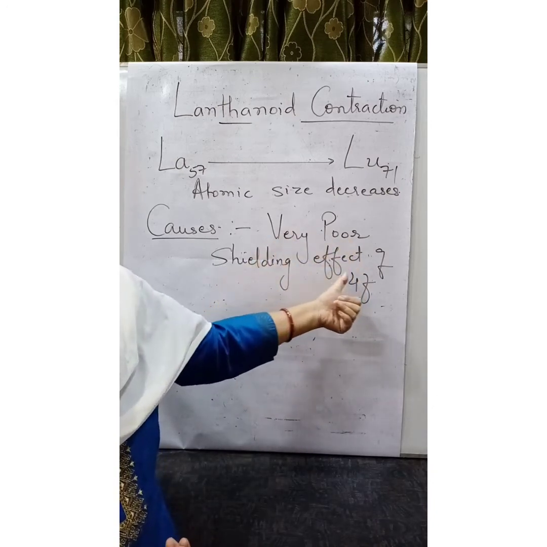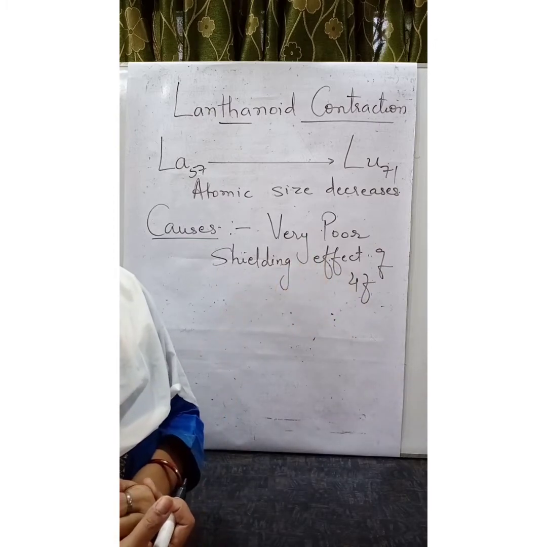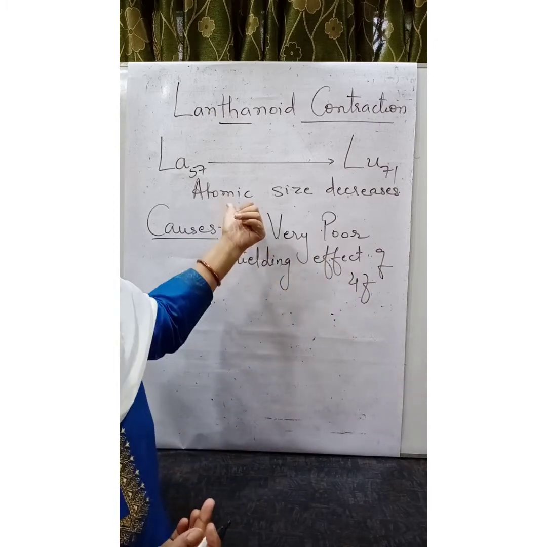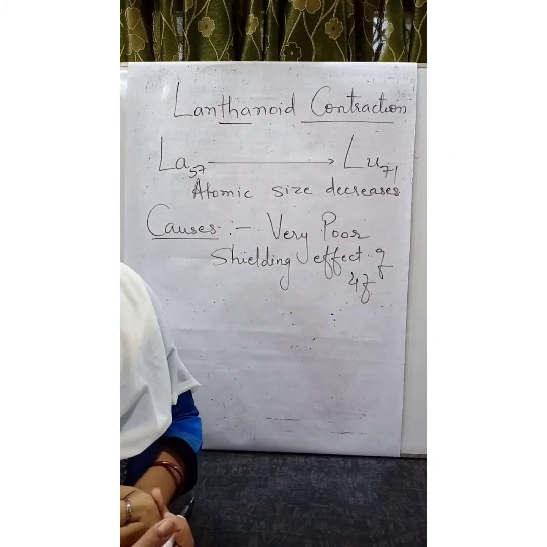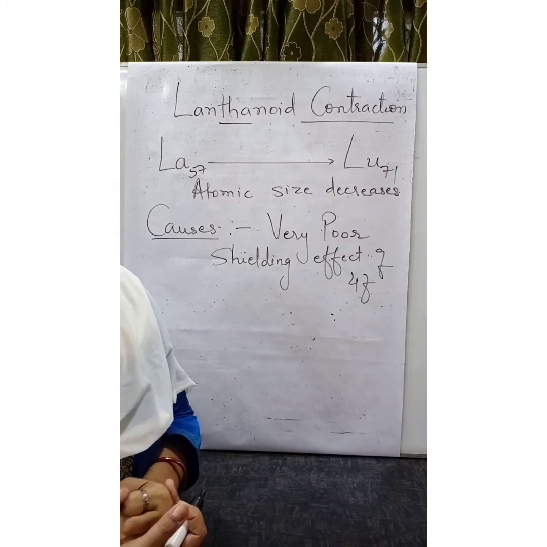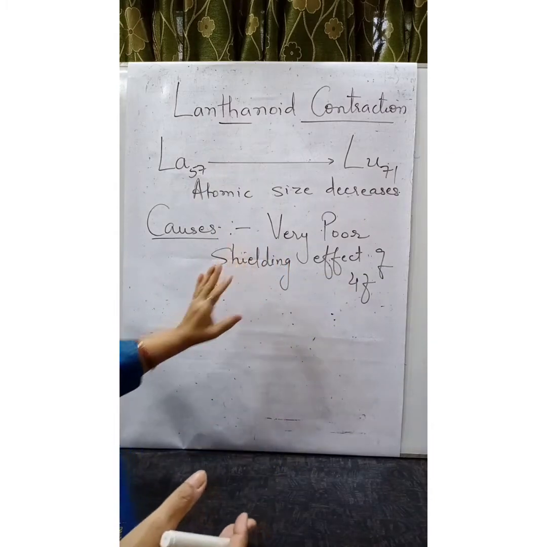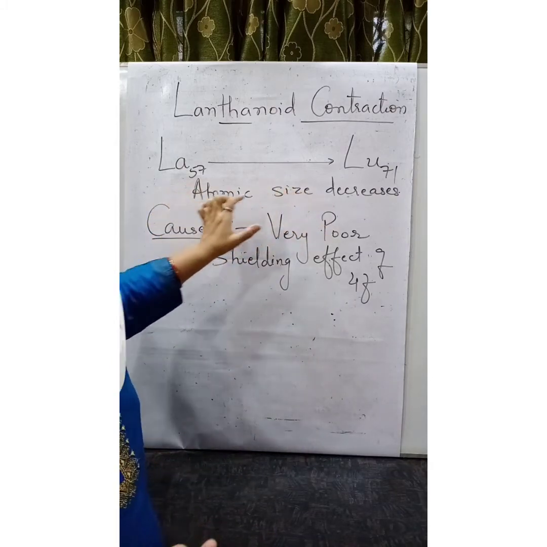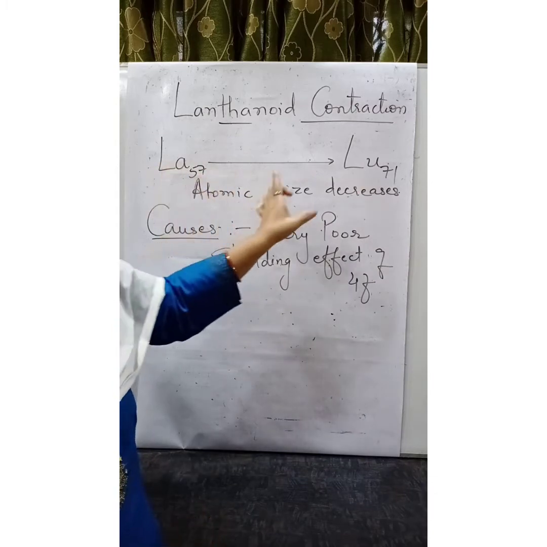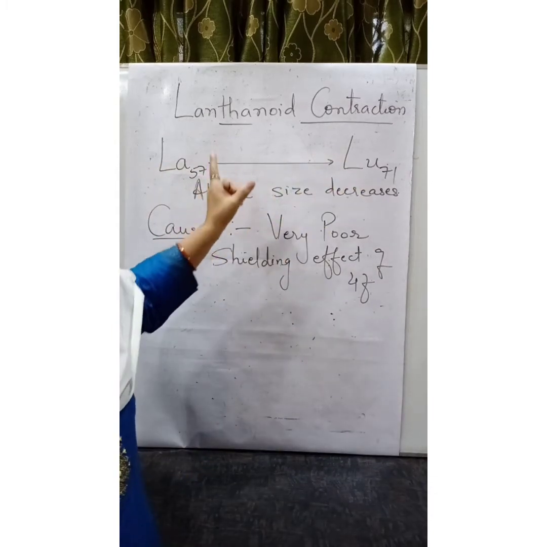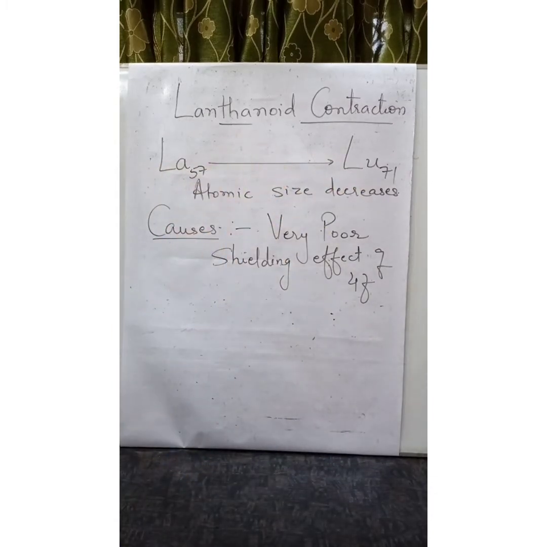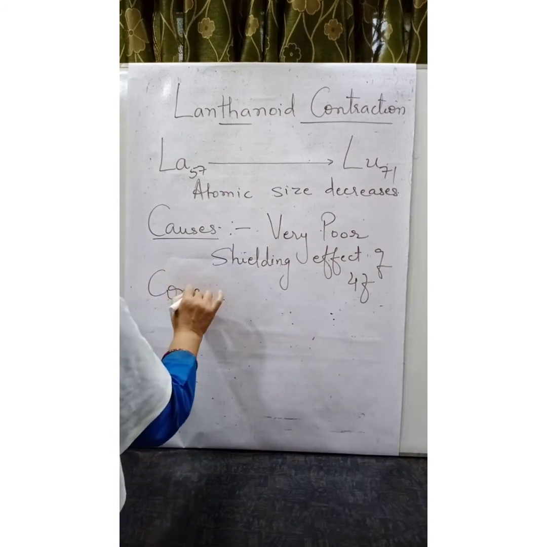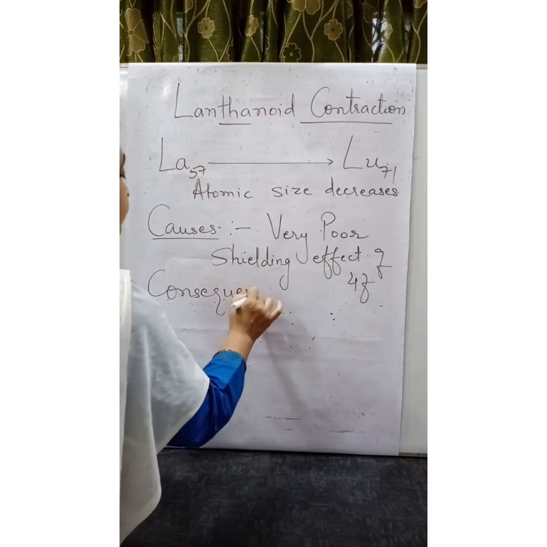And due to this very poor shielding effect of 4f electrons, the nucleus is able to attract the outer electrons, resulting in contraction in atomic size. And so we can say that the atomic size decreases across the lanthanoid series, and this is known as lanthanoid contraction. What are the consequences of this lanthanoid contraction?